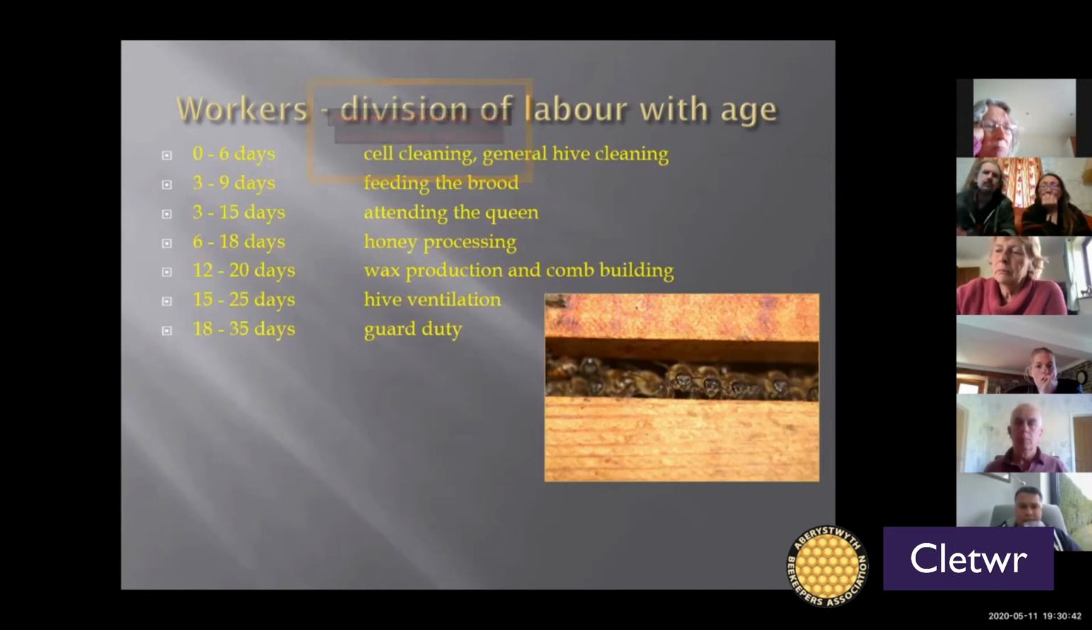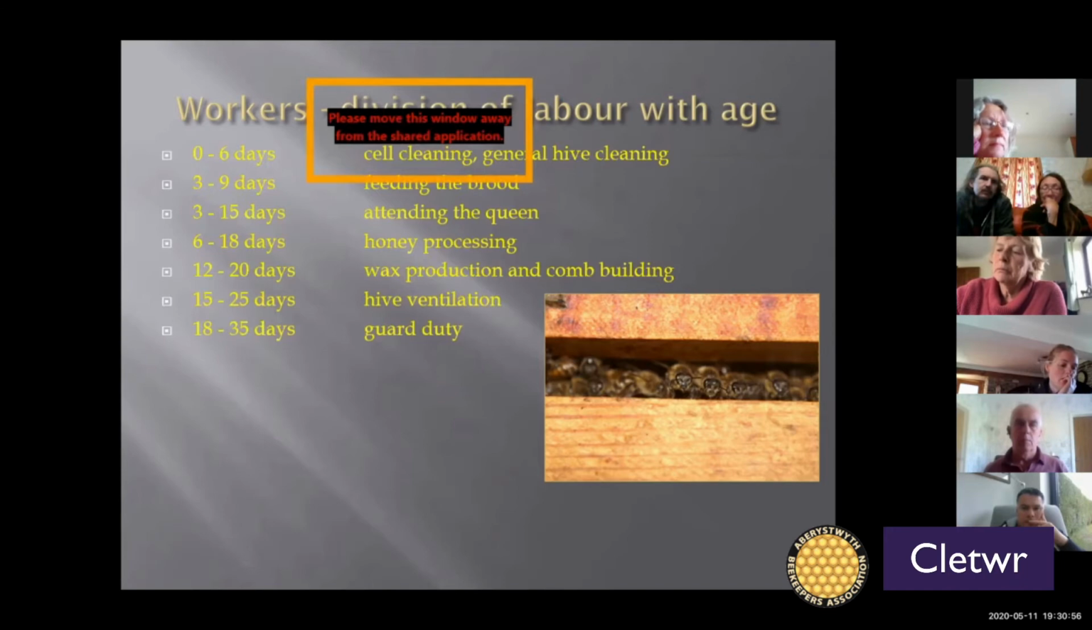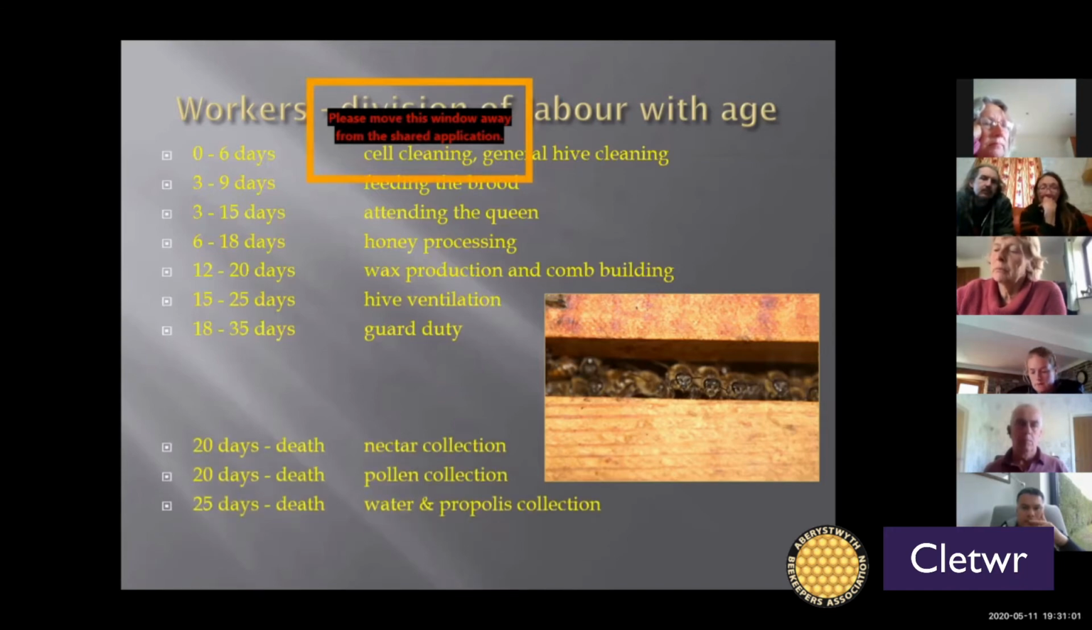So this 0 to 6 days is on emergence, and those bees have jobs in the hive. They're in the colony space doing the housekeeping jobs inside, and certain elements of their body haven't developed. So they haven't developed their wax production glands, and they haven't fully developed their sting. So they're not in a position to do the jobs that they would get given at, say, 15 to 25 or 18 to 35 days.